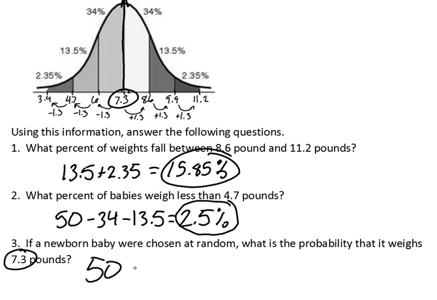So 50% of all babies will be born weighing about 7.3 pounds. So a baby that's chosen at random will probably have about a 50% chance of weighing 7.3 pounds.